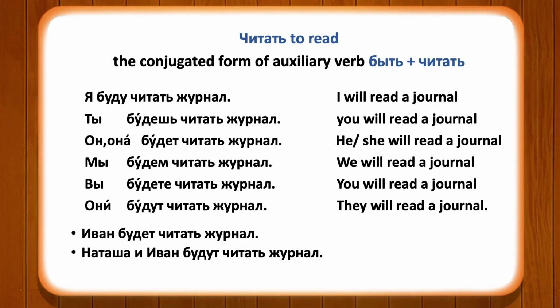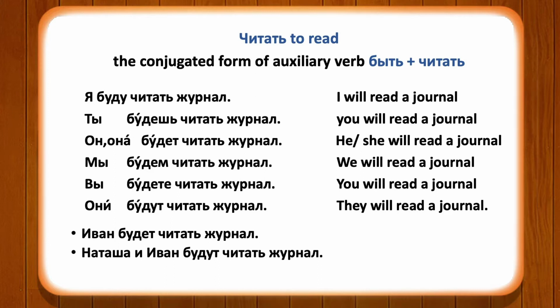Let us now convert the verb читать, which means to read, in future tense. When you use the verb читать, which is an imperfective verb, you will have to use the conjugated form of the auxiliary verb быть. First you will use the conjugated form of the verb быть and you use читать in the infinitive form. So читать will remain unchanged.